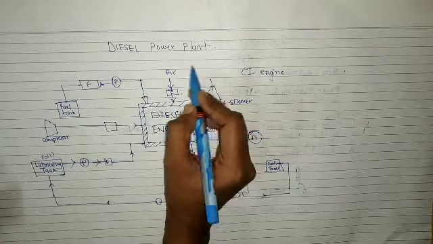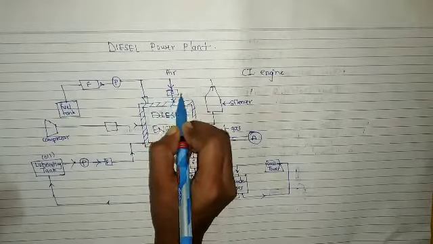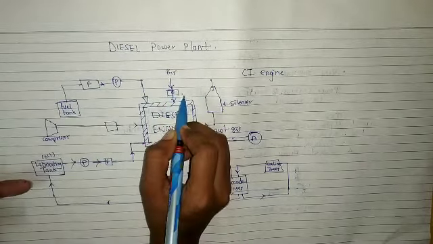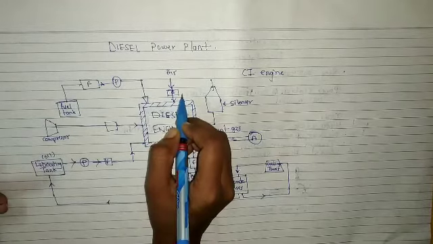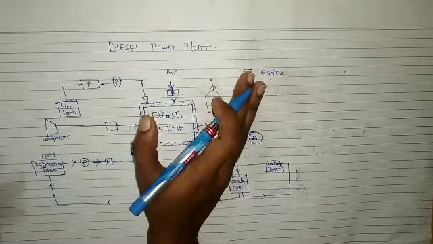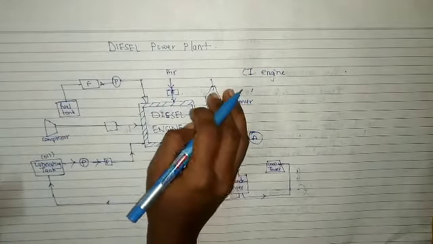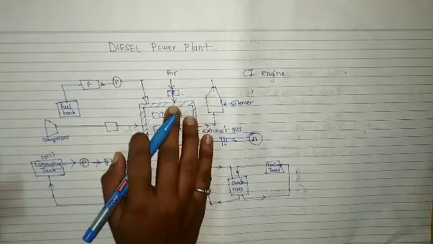The air is taken from the atmosphere, and then this is the filter, right? This is the air filter written here. We give this filter so that the dust will not enter the engine, right? So this is the air intake.